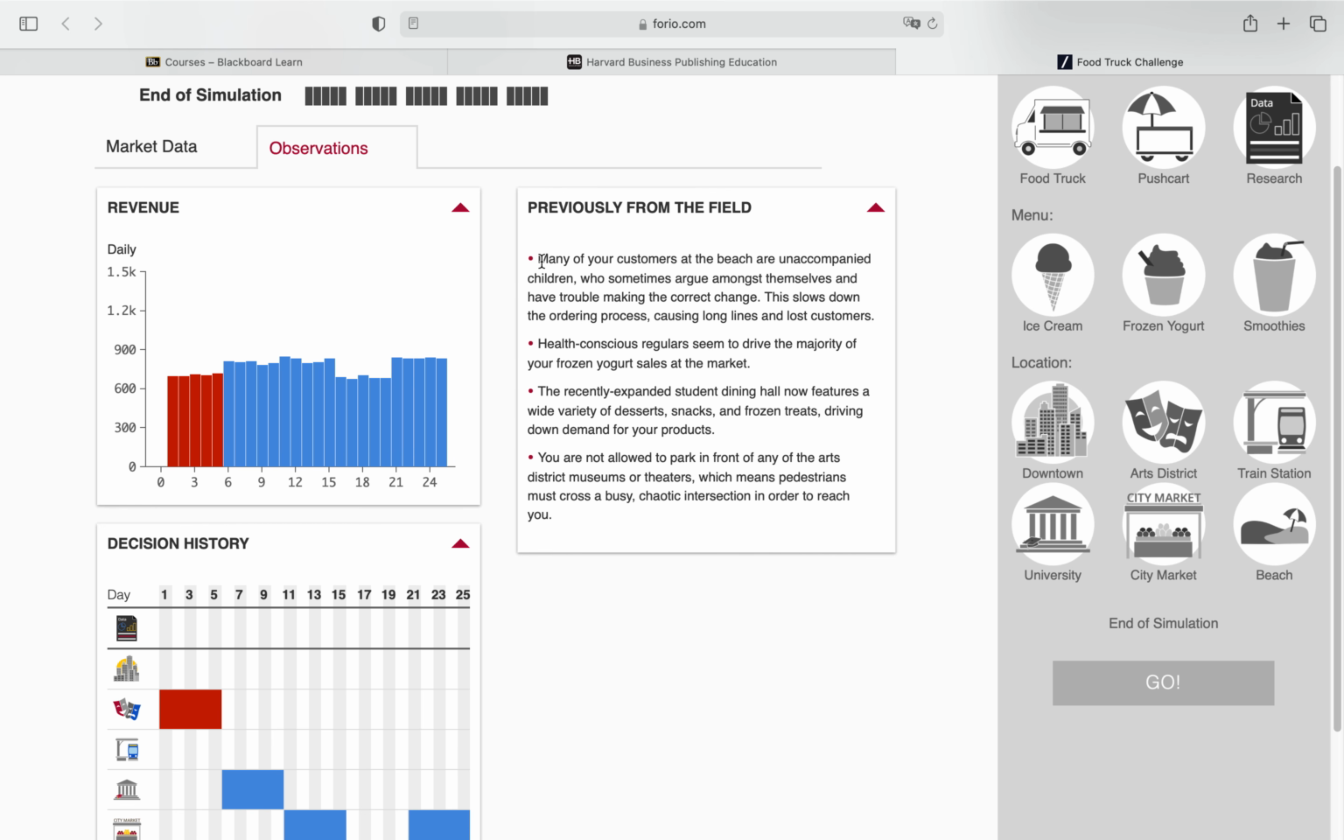And the information I received right here explains that, as you can see, many of your customers at the beach are accompanying children who sometimes argue amongst themselves and have trouble making the correct change. This slows down the ordering process, causing long lines and lost customers. So that explains the reason there's a little dip in the overall revenue.